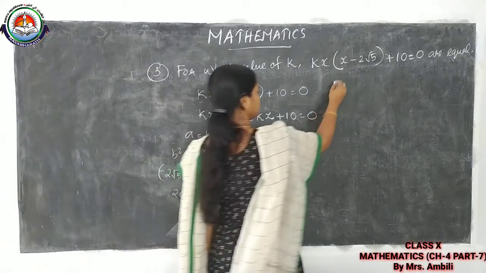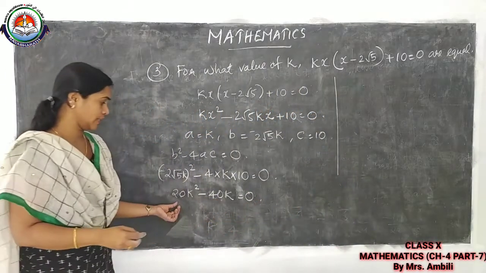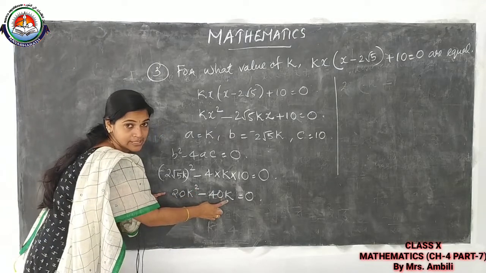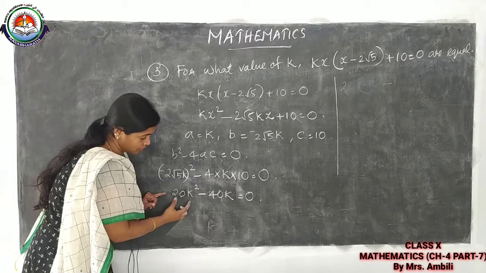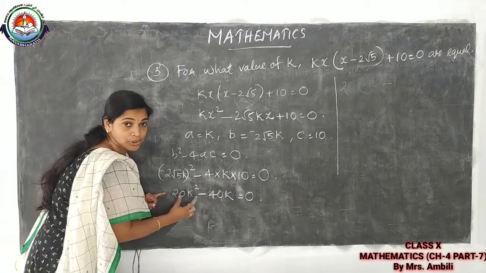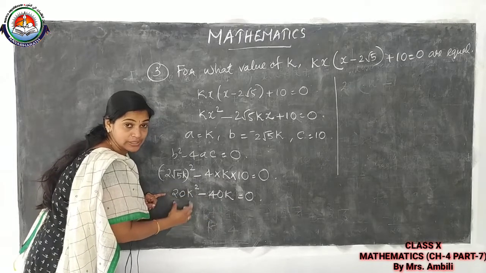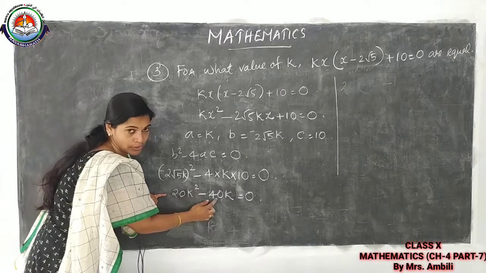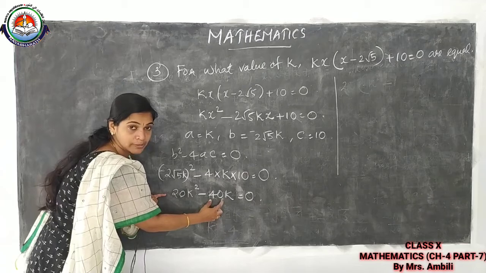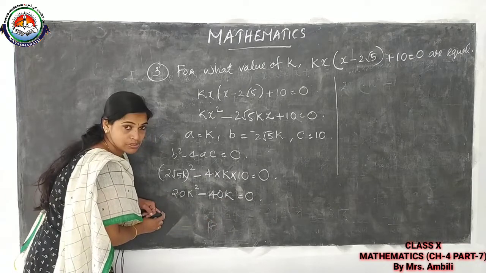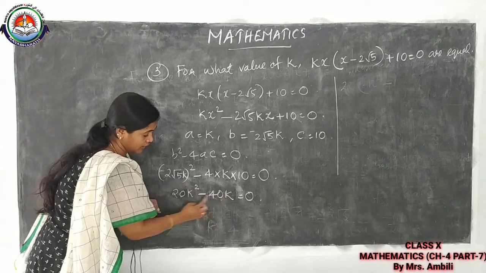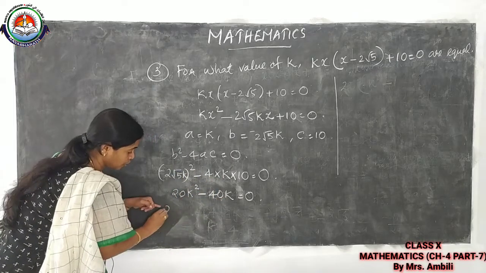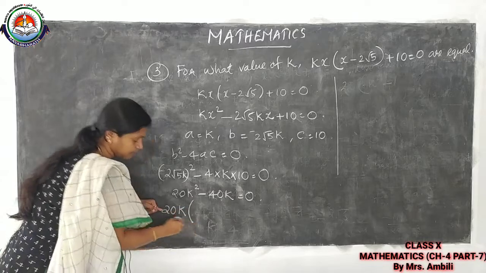From these two terms, what is common here? 20 is common, so we can take 20. Here k square and here k, so k is also common. So from these two we can take 20k outside as the common factor. Clear? 20 is common in both terms, and k square and k have k common. So we take 20k outside.